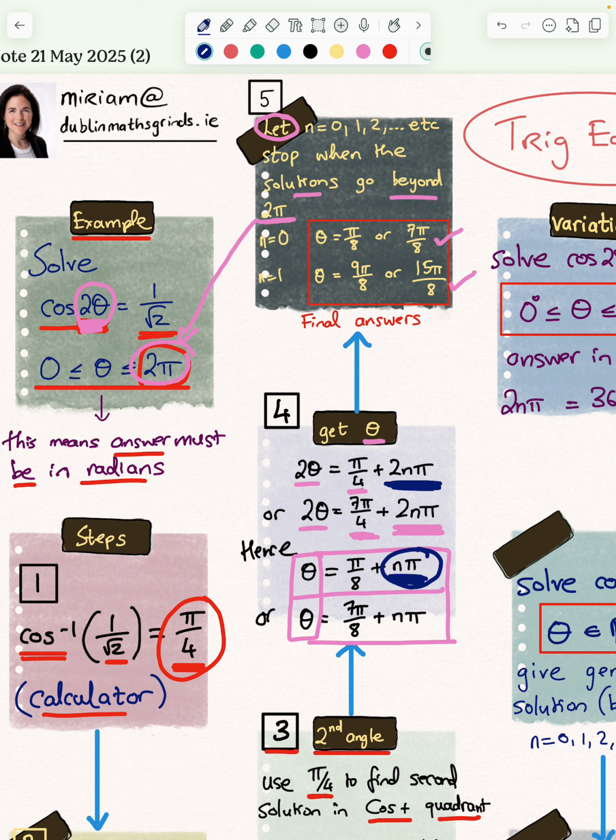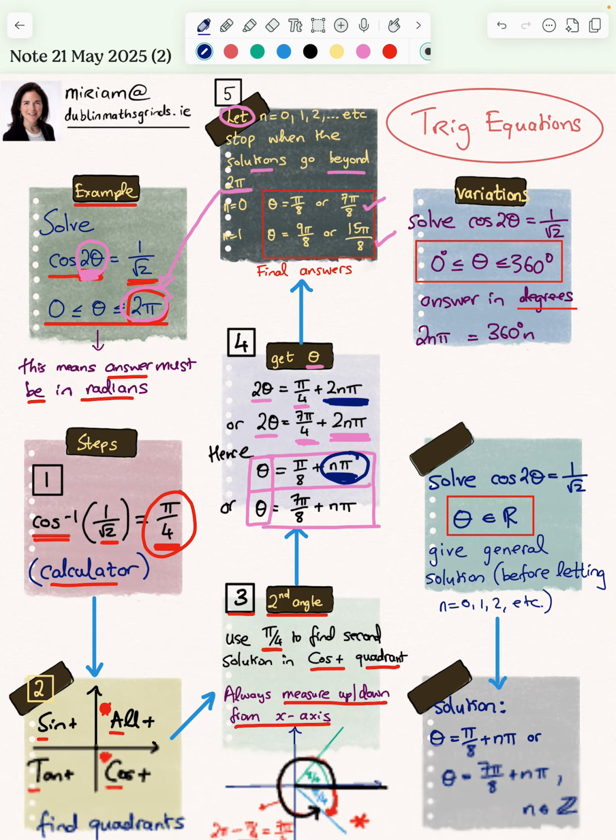Okay, so that's the structure. They are the 5 steps. You find your angle, you use CAST to find the second quadrant where your angle solution might lie. You find your second angle, you find theta, you let n be 0, 1, 2 and 3. Now variations on this are as follows. If you are asked to solve the same equation but theta lies between 0 and 360, that's telling you to give your answer in degrees.